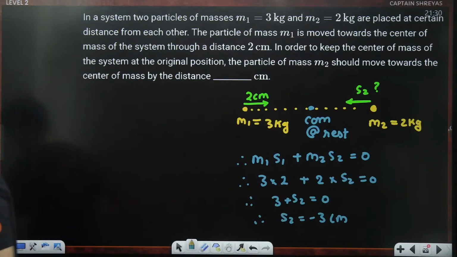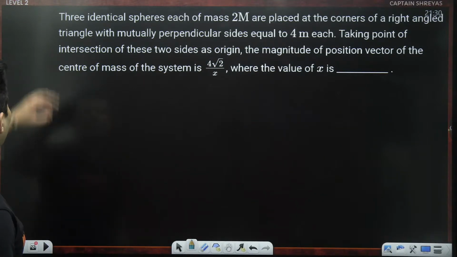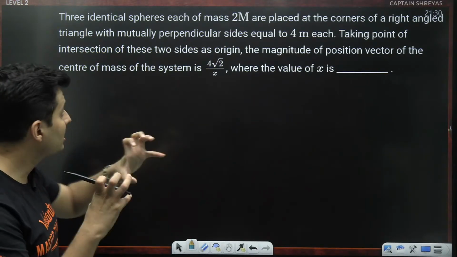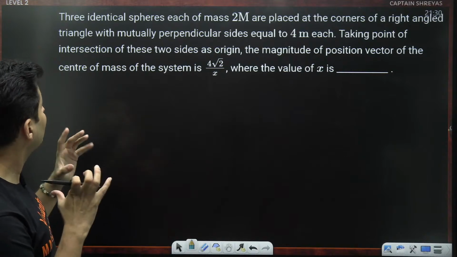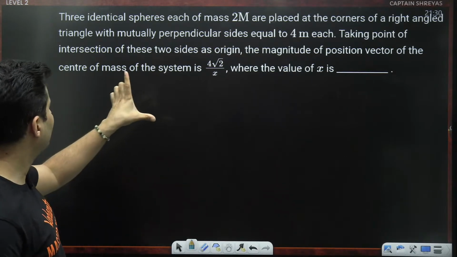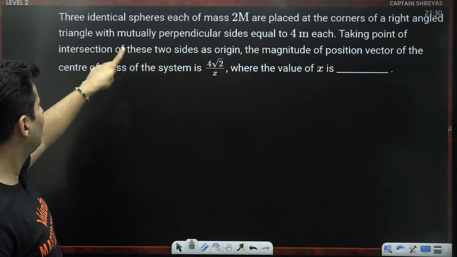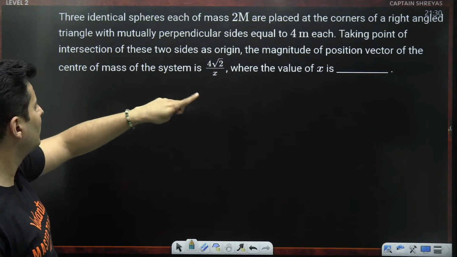All right, great. Moving on to the next concept, next question. 3 spheres are touching each other. Sorry, 3 spheres, each of mass 2m, are placed at the corners of a right angle triangle, mutually perpendicular sides, taking point of intersection of these two sides as the origin.